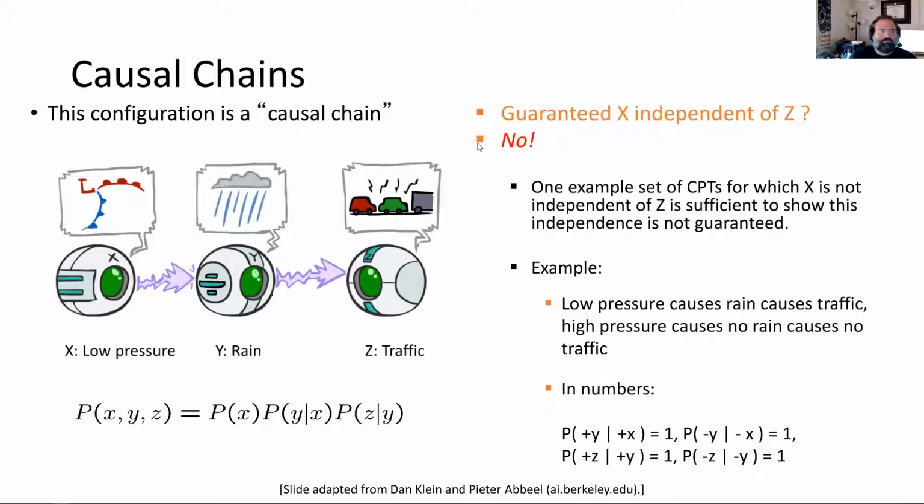Causal chains is the basic idea of explaining that something caused something that caused something, and representing that in a probabilistic way.